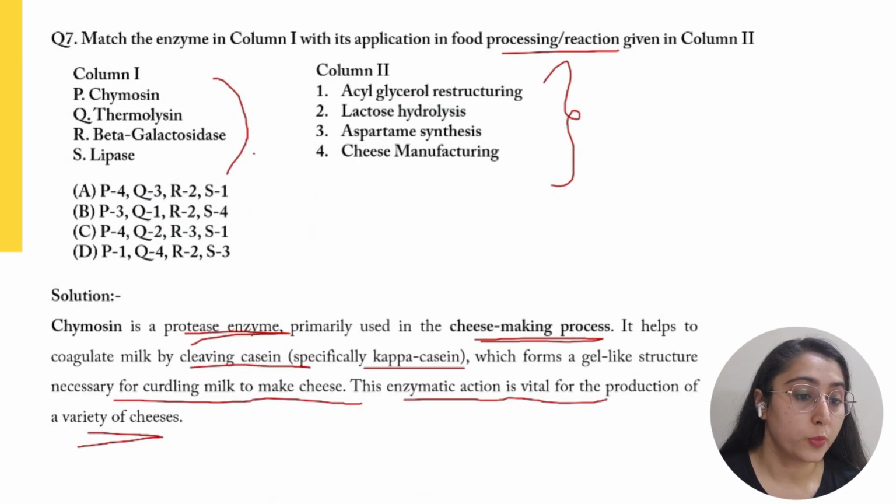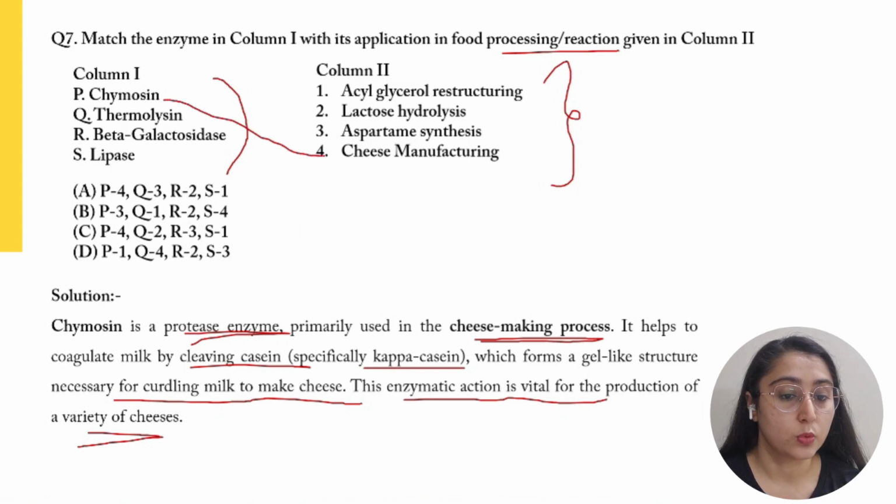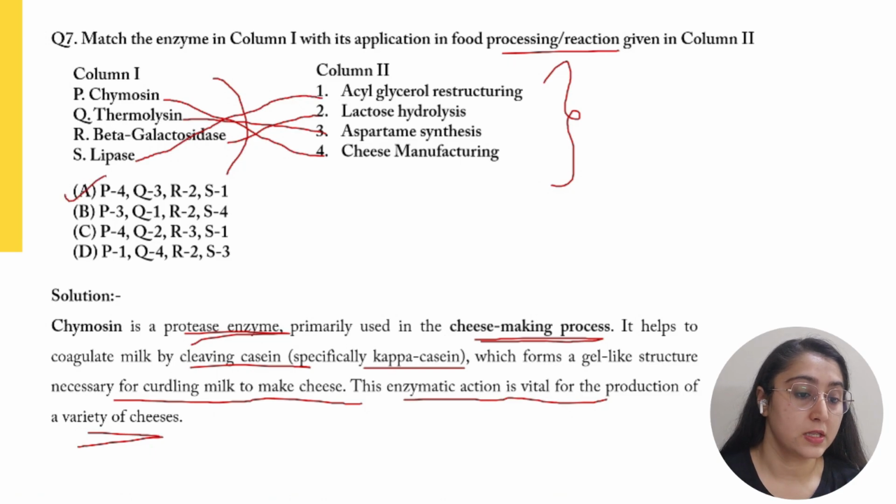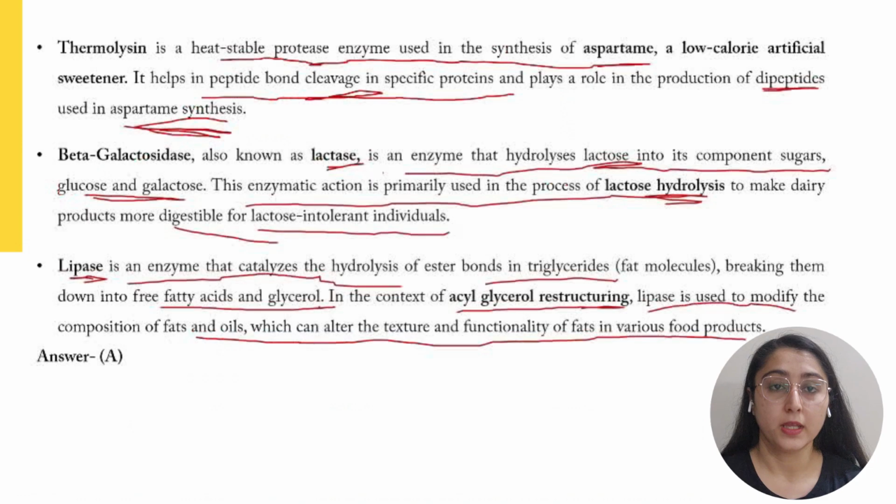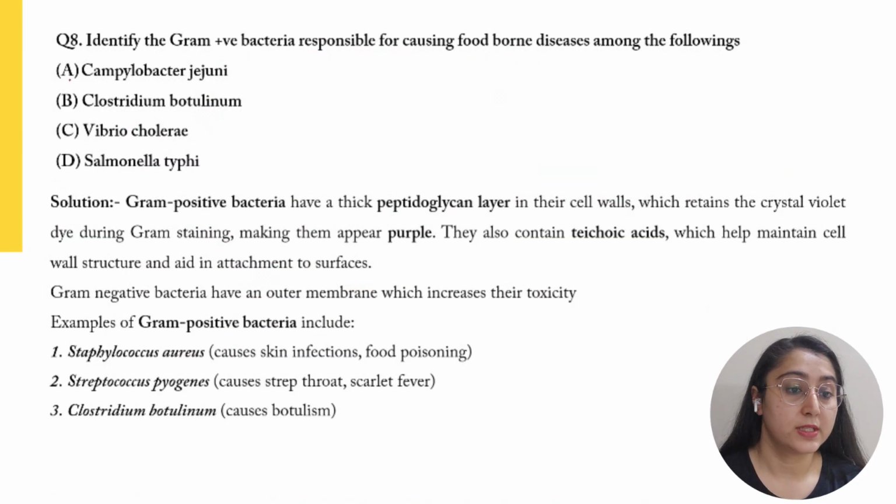Therefore, if you look at the option answer to this question, chymosin we have seen plays a role in cheese making. Then we have thermolysin, which plays a role in aspartame synthesis, beta-galactosidase, which plays a role in lactose hydrolysis, and lipase, which basically plays a role in acylglycerol restructuring. Therefore, the correct answer to this question is option number A. Now heading on to the next question.